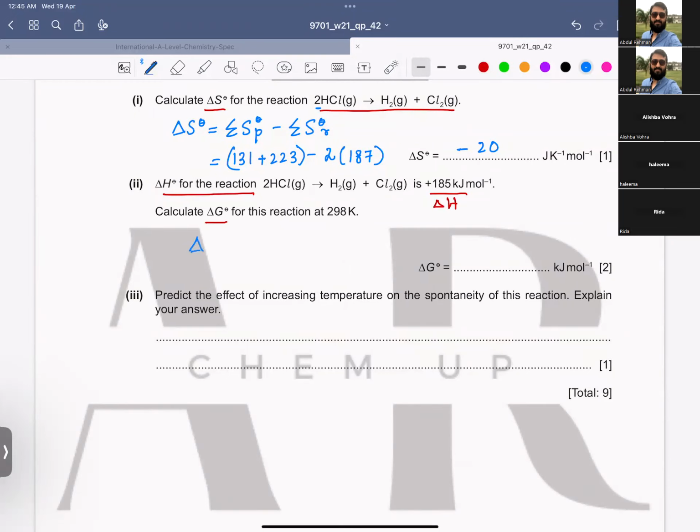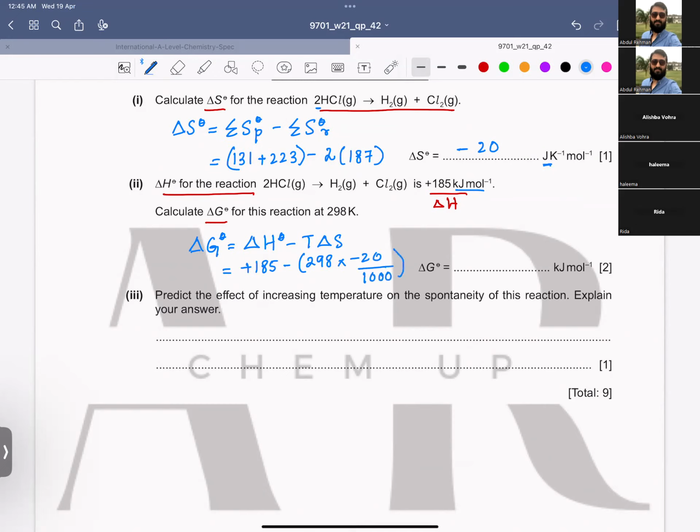So the expression for the Gibbs free energy change is equal to delta H naught minus T delta S. Here, the enthalpy change is positive 185, that is in kilojoule per mole. Then minus temperature, that is 298 Kelvin. They already provided you the temperature in Kelvins. Then multiply by entropy, which is minus 20, right? But it's in joule per Kelvin, so you have to convert it into kilojoules. So you have to divide it by 1000.